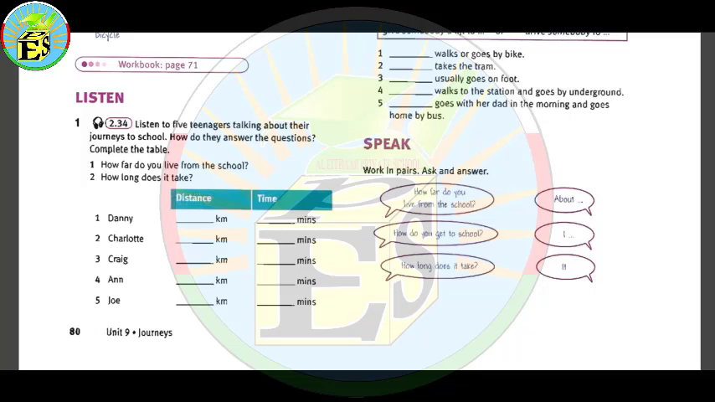Now I would like you to open your workbooks. So please open your workbooks on page 71. Your homework is going to be task number 2. What you need to do here is to rewrite sentences using the words in the box and use the correct tenses. So you have 6 different sentences. Try to do them correctly, as well as task or activity number 3.